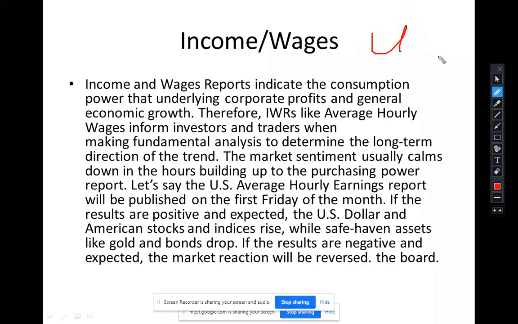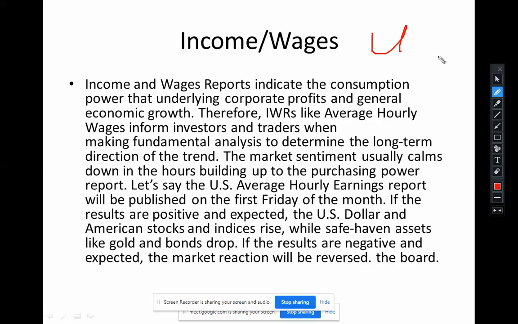So if anything happens to the income or wages in this country, and the result came out to be positive, what does it mean? It will signal investors and traders to start buying the currency. That means the US dollar and the American stock indices will rise, while safe haven assets will start dropping like water.